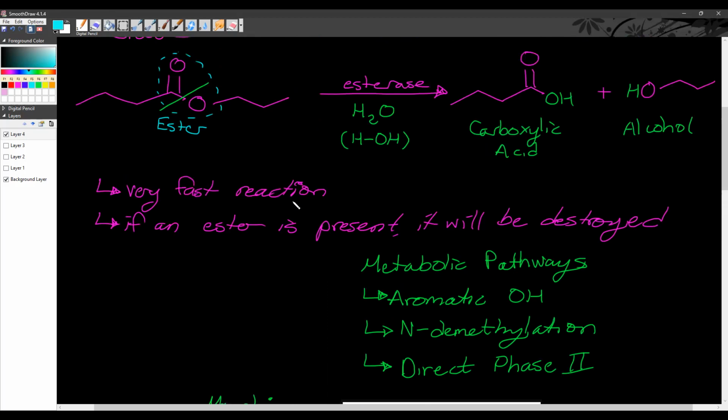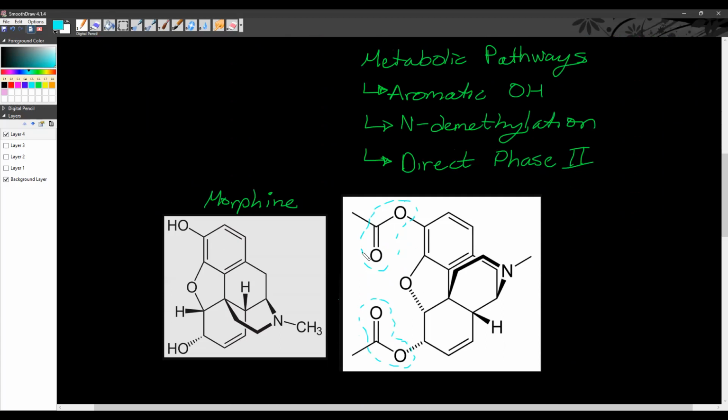But what do we know about esterases? It's a super, super fast reaction. It can happen anywhere in the body, right? So are these acetyl groups, which again is a type of ester, hanging around on this structure very long once it's absorbed into the body? We have tons of esterase in the blood. Are those esters going to hang on very long?